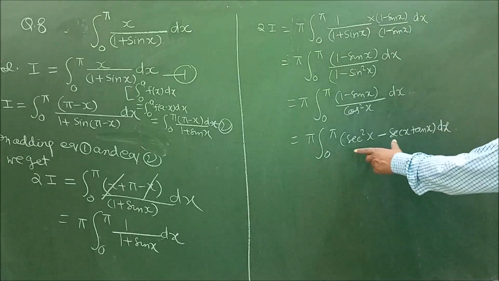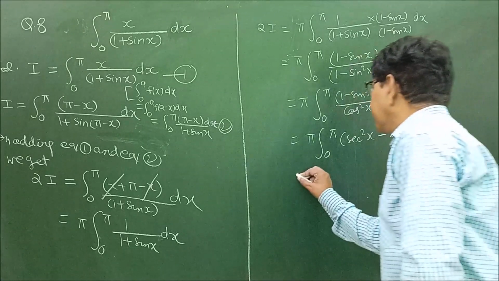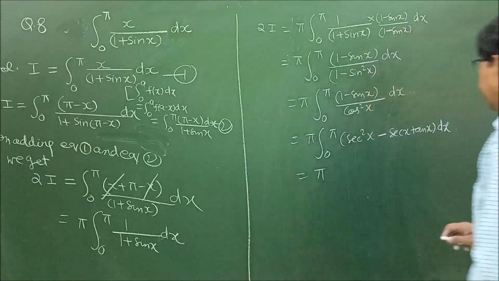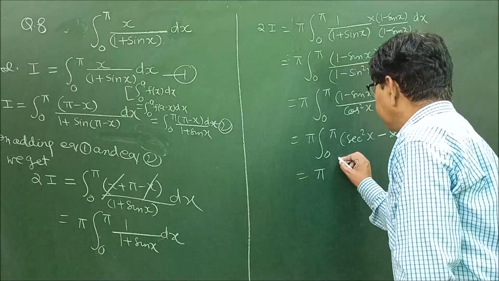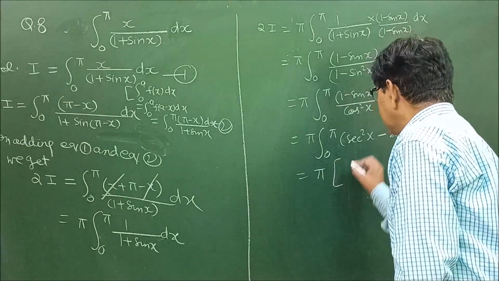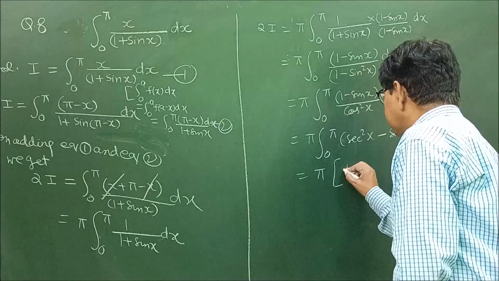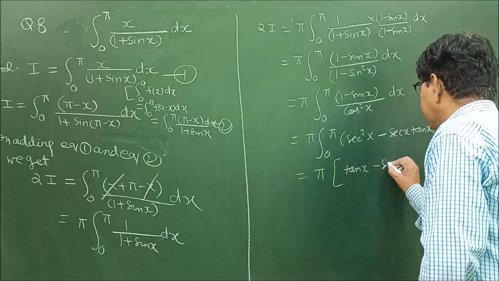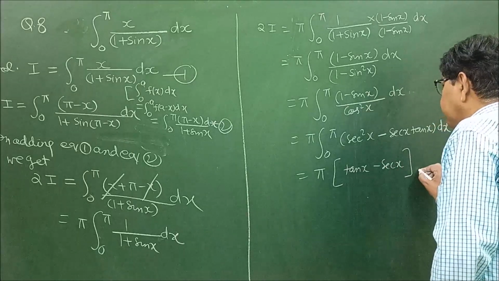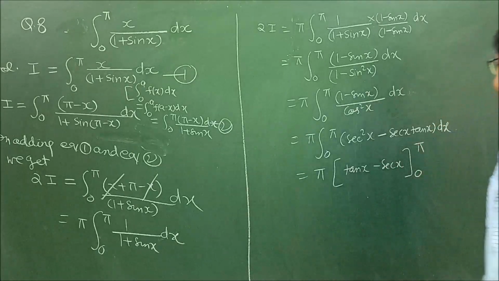And now if we integrate this function, then the integral of sec square x is tan x, and the integral of sec x tan x is sec x. So integration from 0 to pi, this integral of sec square x is tan x, minus the integration of sec x tan x, which is minus sec x, and the limit is from 0 to pi.